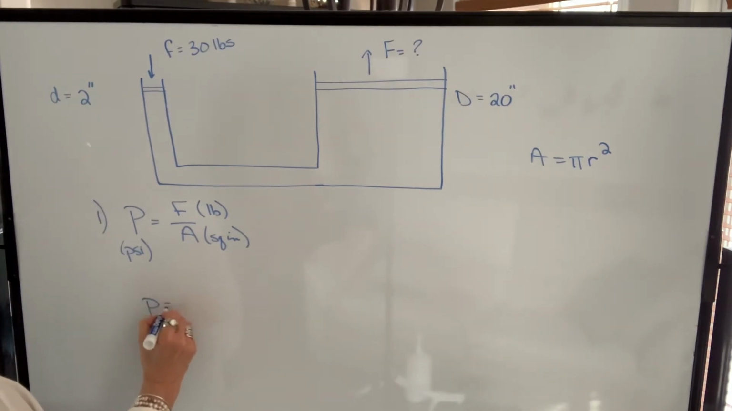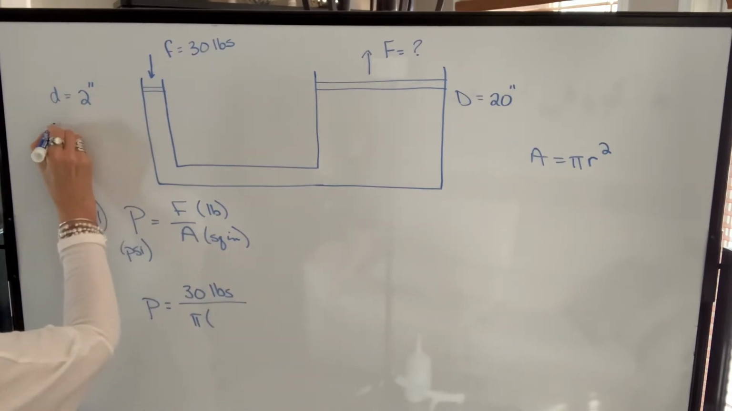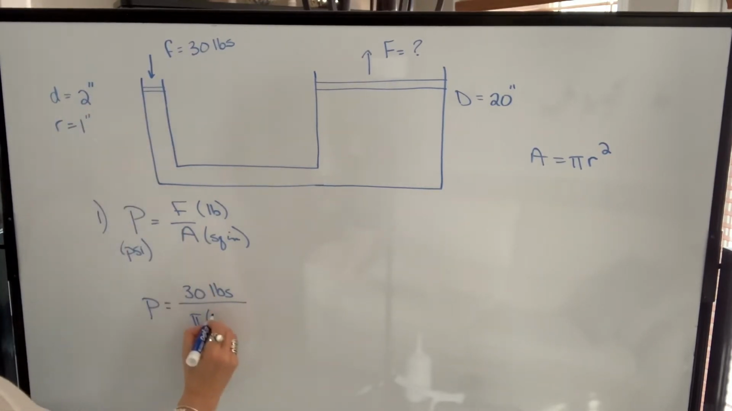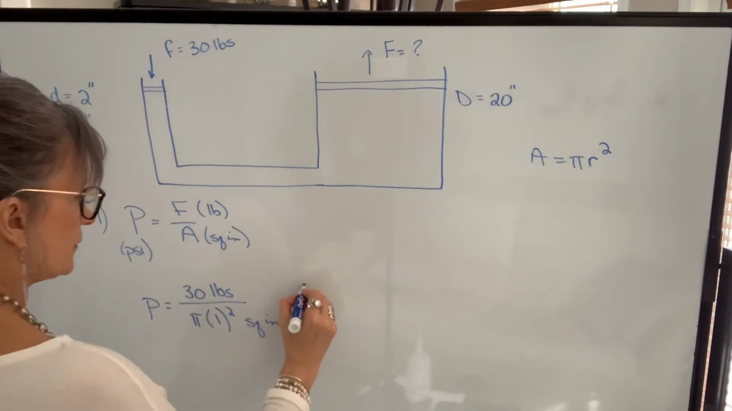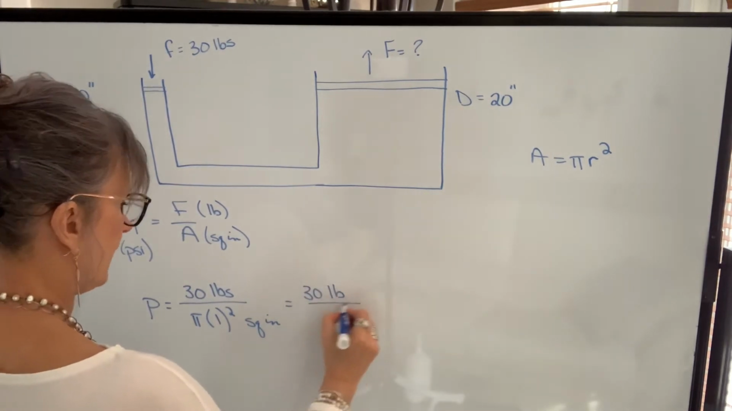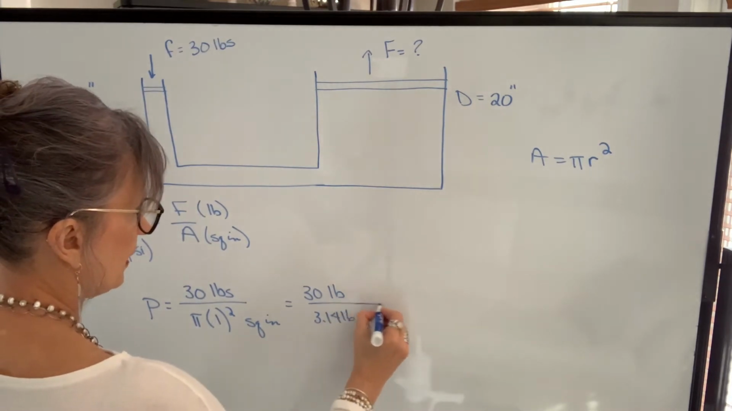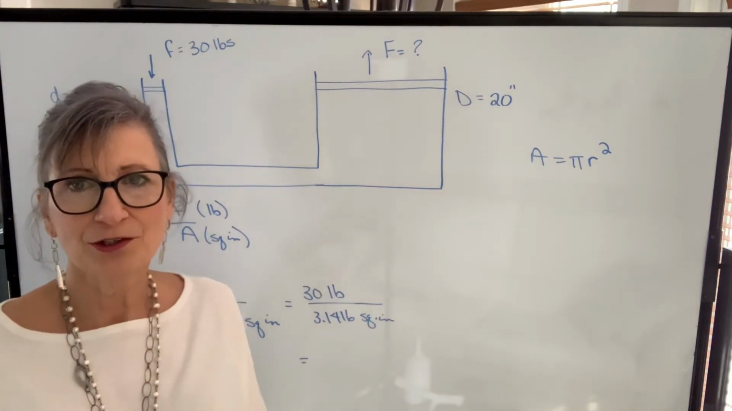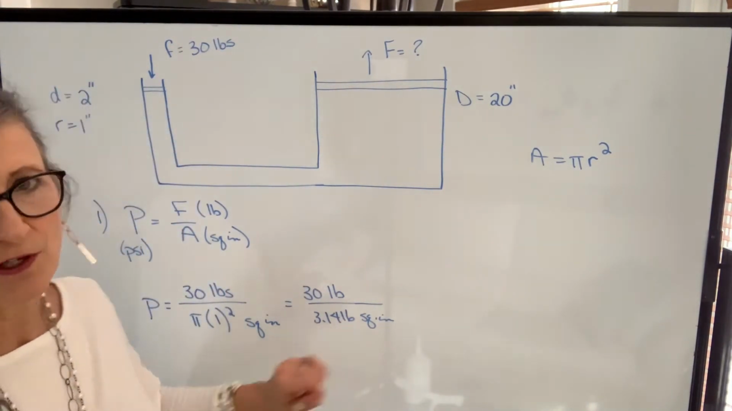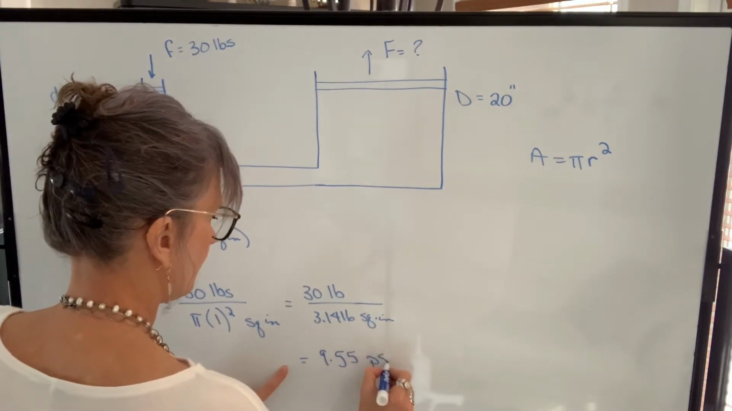So I'm going to find pressure by taking 30 pounds and dividing by pi times, if the diameter is 2 inches, the radius will be 1 inch. So the pressure will be 30 pounds divided by 3.1416 square inches, depending where you round off. When I calculate this, I'll actually use the pi value on my calculator, so it might be slightly different than if you do it and use this value of pi. And we get 9.55 pounds per square inch.